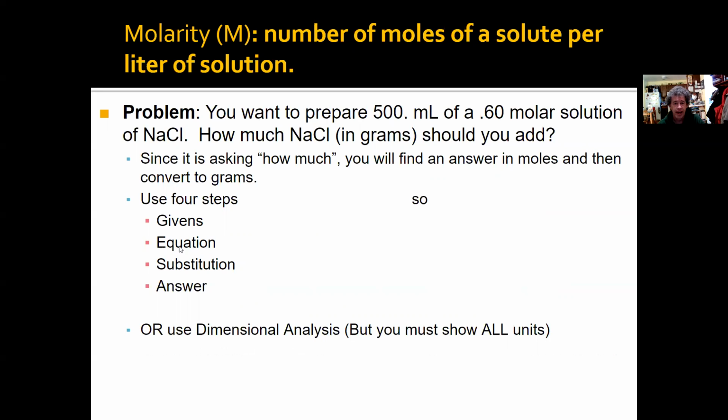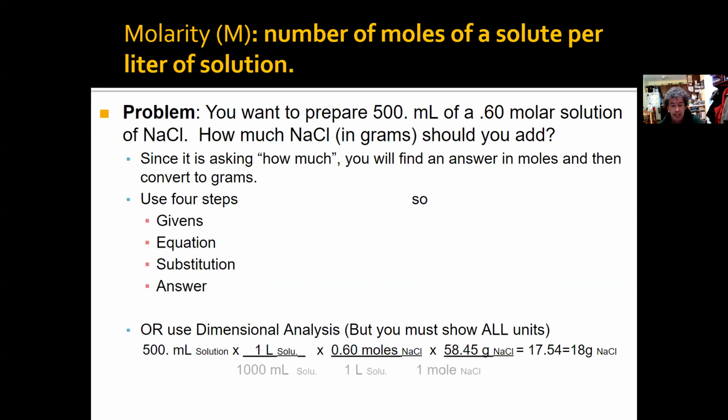And knowing that, since we have milliliters, we can convert to liters, and then molar is molarity. So we have molarity and we have milliliters, and we can calculate moles. And then once we have moles of NaCl, we can convert that to grams. And sometimes it's easier to use dimensional analysis for this.